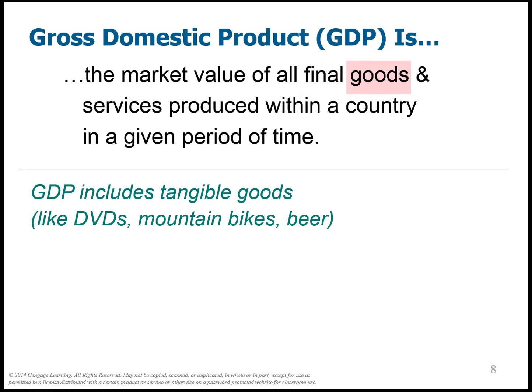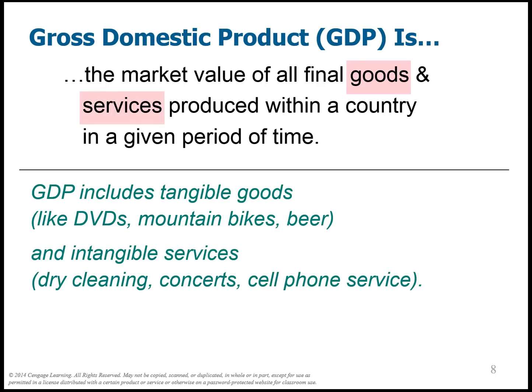Okay, what do I actually count? I count goods, such as DVDs, mountain bikes, and beer, and services, things that are intangible, right? Dry cleaning, concerts, cell phone services. These things increase welfare, so they're important. They're a piece of the productive society, so they're important to include in GDP, as well as the actual goods.